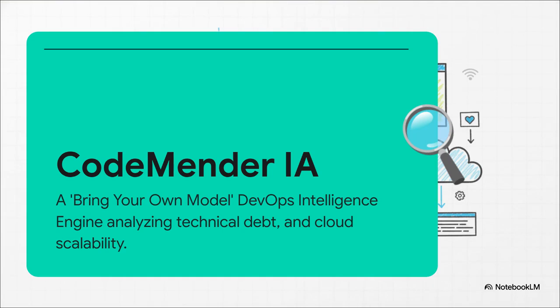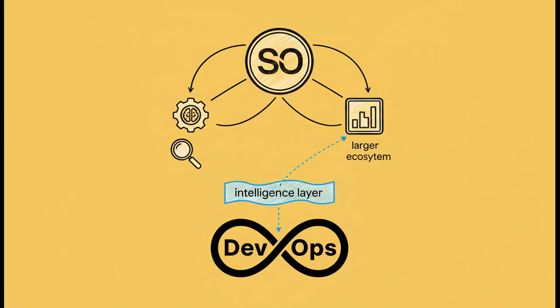Okay, so let's get official for a second. What is CodeMender AI? It's a DevOps intelligence engine. Now, there are two phrases there that are absolutely crucial. First, bring your own model. We're going to unpack that in just a bit. And second, its whole mission: finding logical fallacies, technical debt, and making sure your stuff can actually scale in the cloud. And just to be super clear, this tool comes from the folks at SEOSiri.